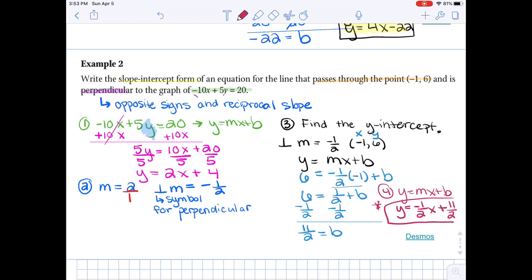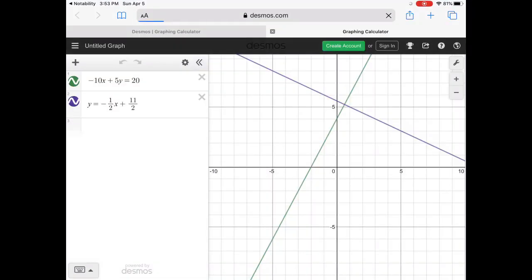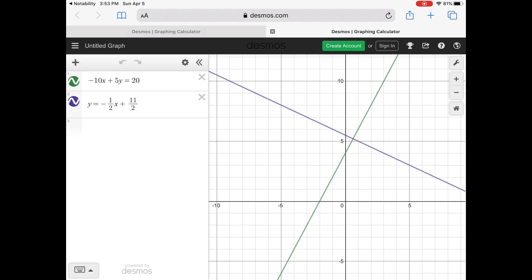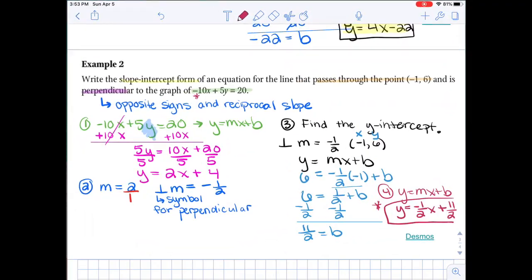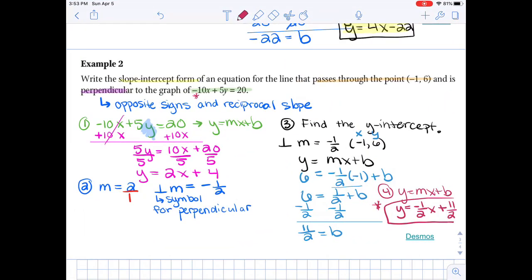So let's look at this equation and the original equation and see if they look perpendicular on a graph here. So if I open up Desmos, what do you notice about the two lines? They do look like they intersect to form right angles. So it is clear that these two are perpendicular. So we did do this one correctly to get the final equation of y = -1/2 x + 11/2.